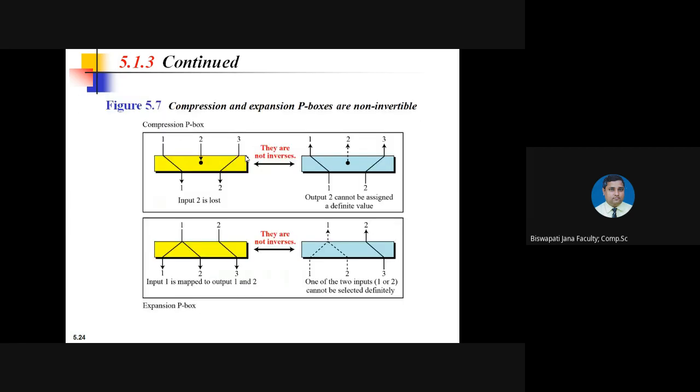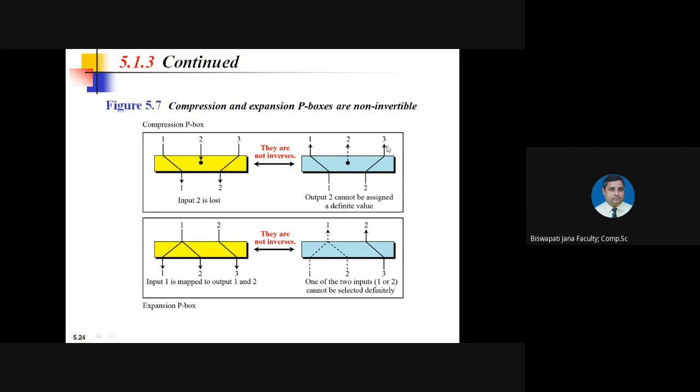Okay. Now come to the compression and expansion P boxes. These are not invertible. Only the straight P boxes are invertible, but compression and expansion P boxes are not invertible. Why? See the example. Suppose we have taken 1, 2, 3, but at the output level in compression we get only 1, 2. So if we supply 1, 2 to you, can you get 1, 2, 3? No, because 3 is lost. So what will be the value of 3? You cannot say. It may be 0 or it may be 1, but it is not possible to say, because the lost bit cannot be assigned a definite value.